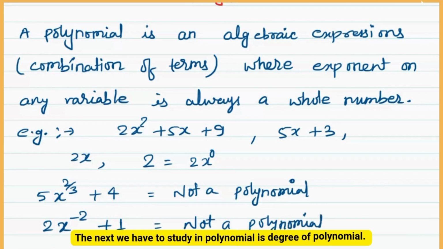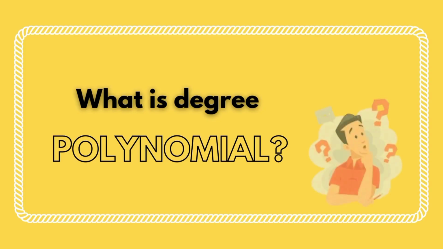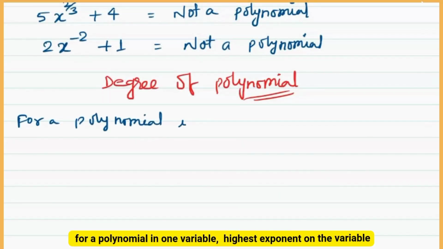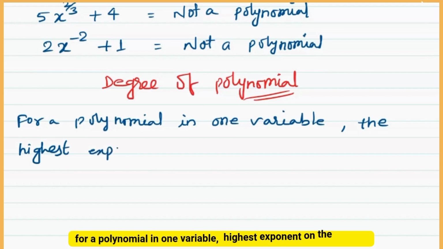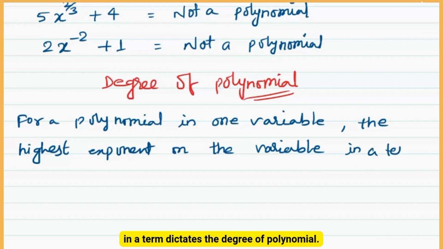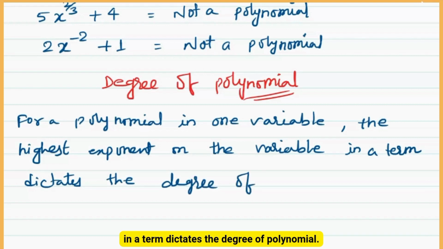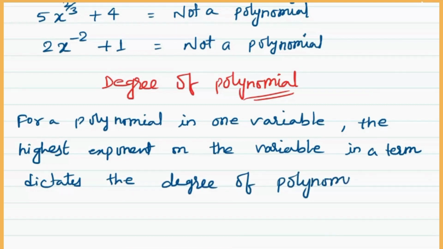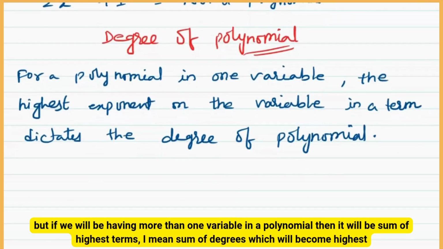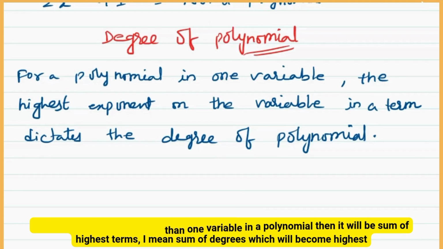Next we have to study the degree of a polynomial. So what is the degree of a polynomial? For a polynomial in one variable, the highest exponent on the variable term dictates the degree of the polynomial. But if we have more than one variable in a polynomial, then it will be the sum of the degrees, whichever sum is highest.